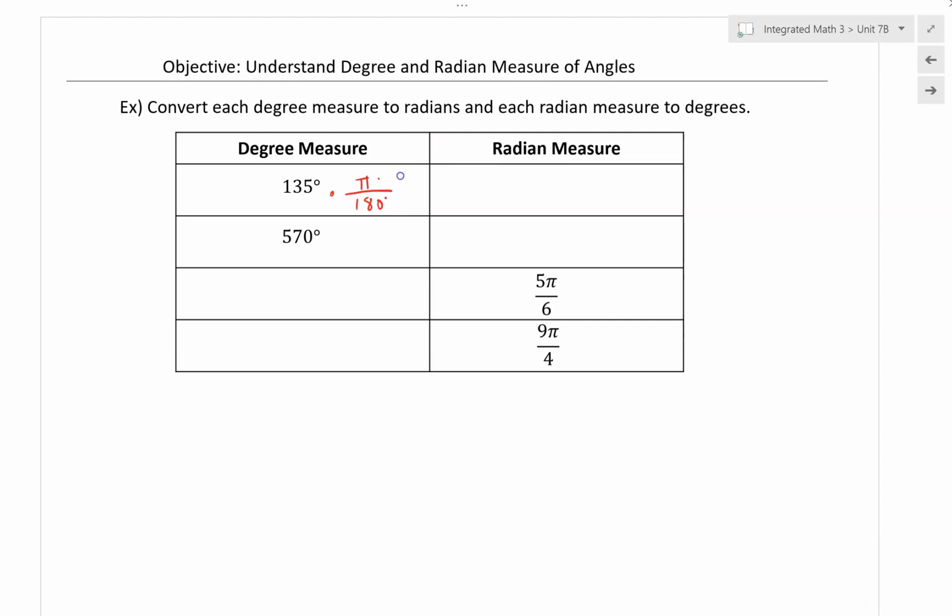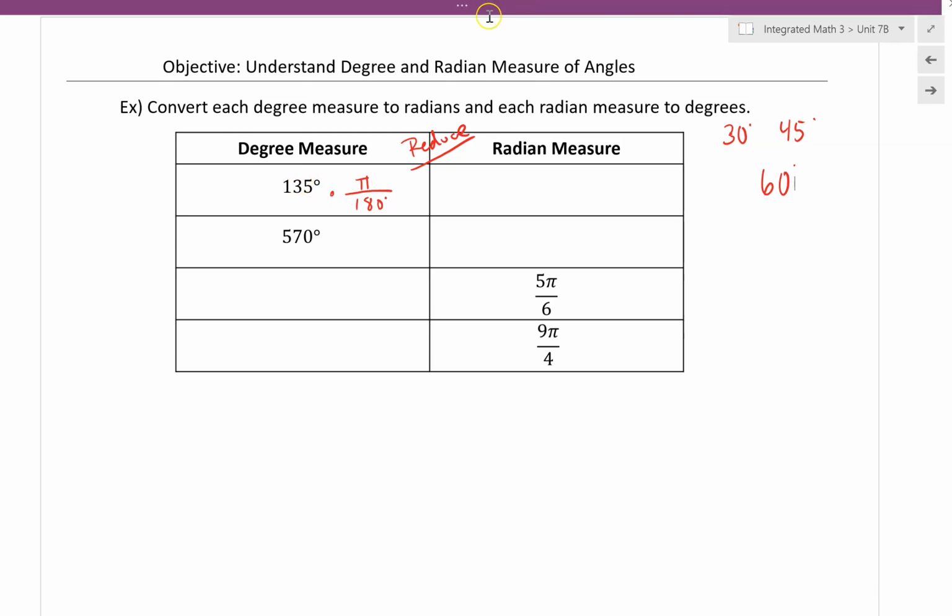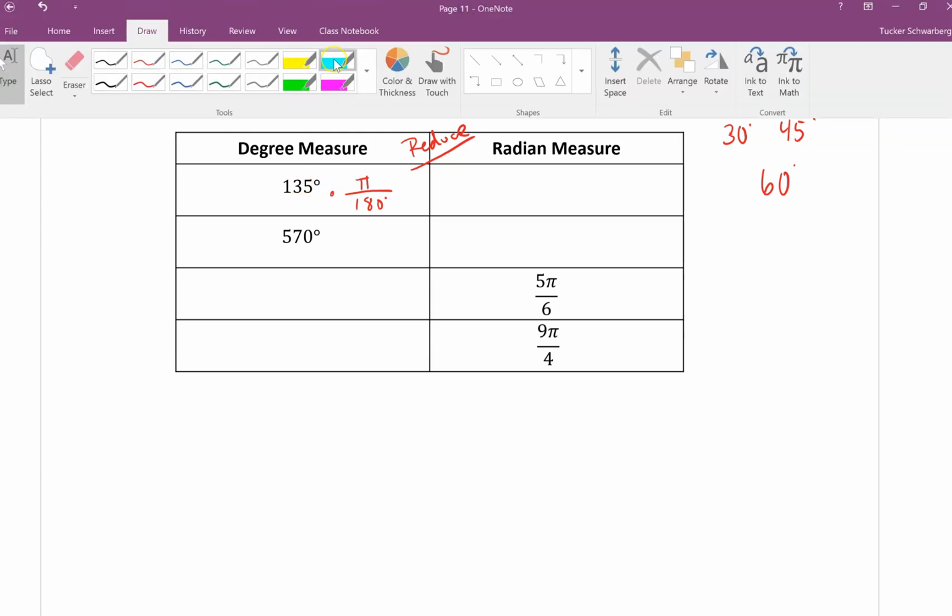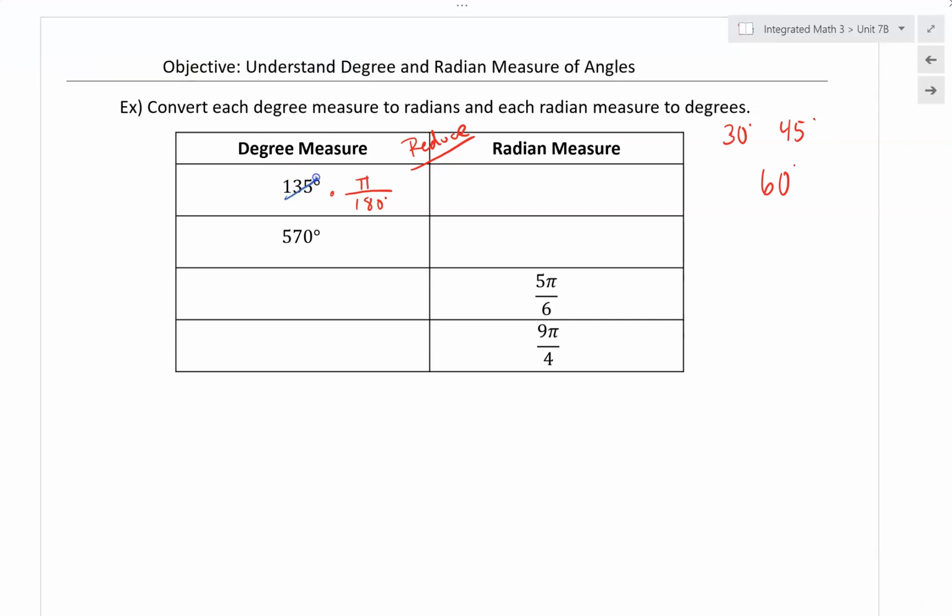Okay, so I have this, but what I want to do now is reduce. Generally, these angles will reduce by 30 degrees, 45 degrees, or 60 degrees. Those angles are significant. They'll come into play later on, but that's what we'll reduce by. So looking at this angle, 135 and 180, I am going to reduce by 45.